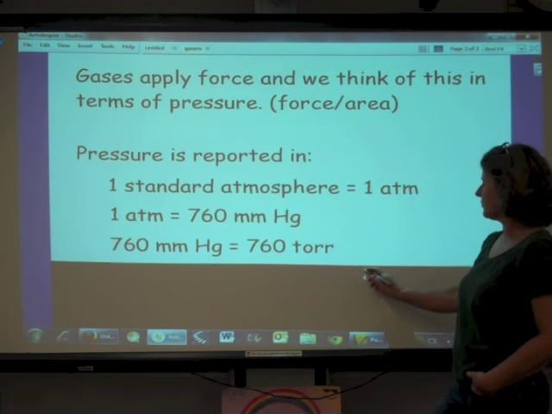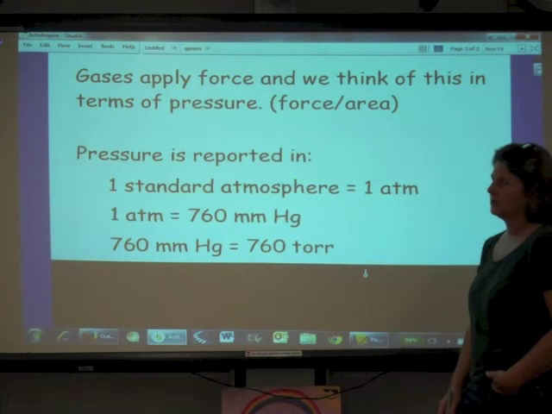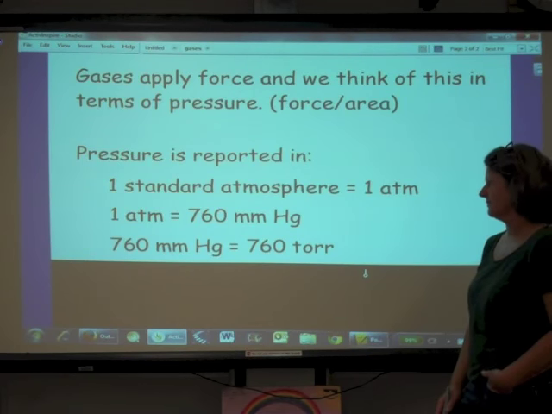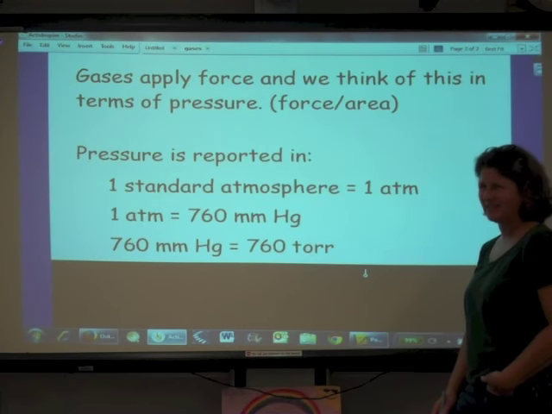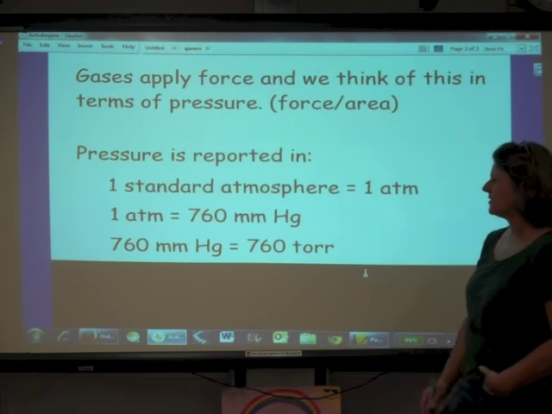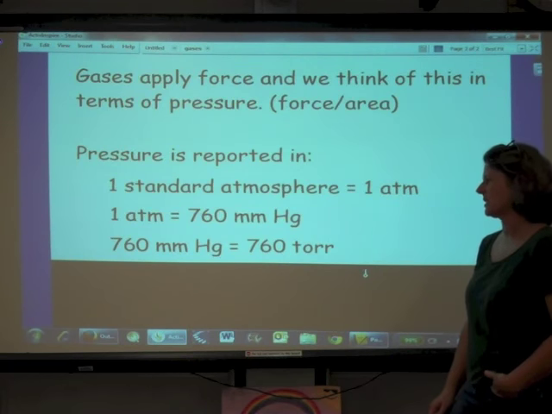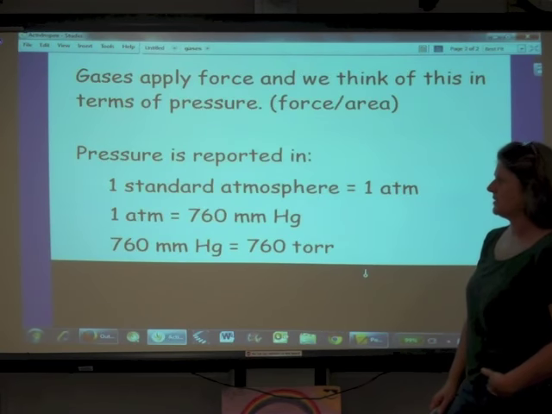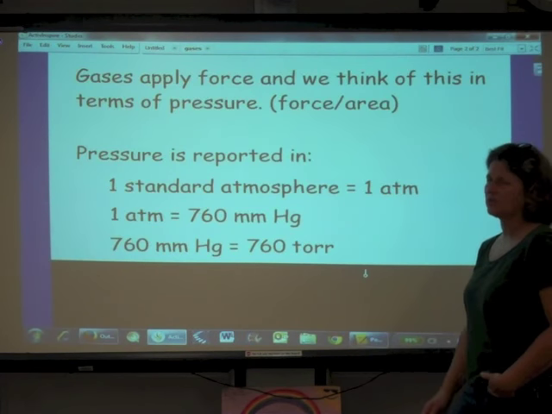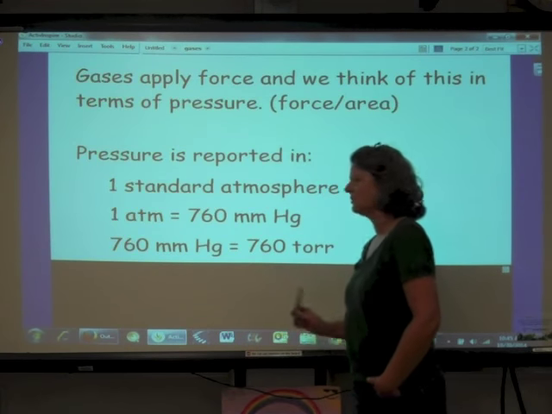We could also see pressure reported in torr, torricellis, named after the Italian physicist who first came up with the idea of a barometer. Okay, so 760 millimeters of mercury are identical to 760 torr. So that means that 1 ATM is equal to 760 torr. Essentially, these two things are identical.